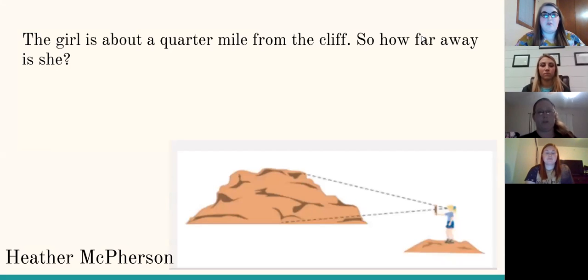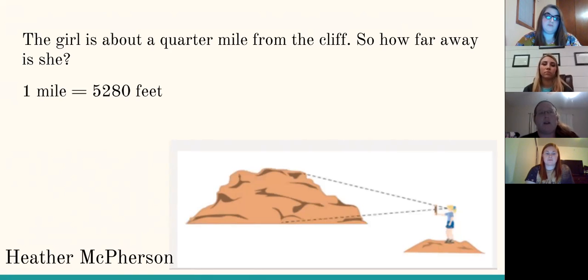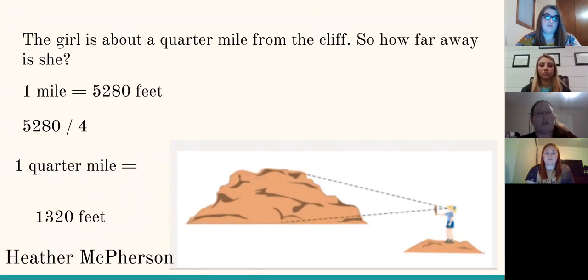Hey, Heather, so the girl is about a quarter mile from the cliff. How far away is she? That's a good question, Alyssa. So when looking at the diagram, first you need to know exactly how far a mile is. Your mile is going to be 5,280 feet. Knowing that, and we're trying to look for the quarter mile, you're going to divide it by 4. And you're going to end up with the quarter mile equals 1,320 feet.